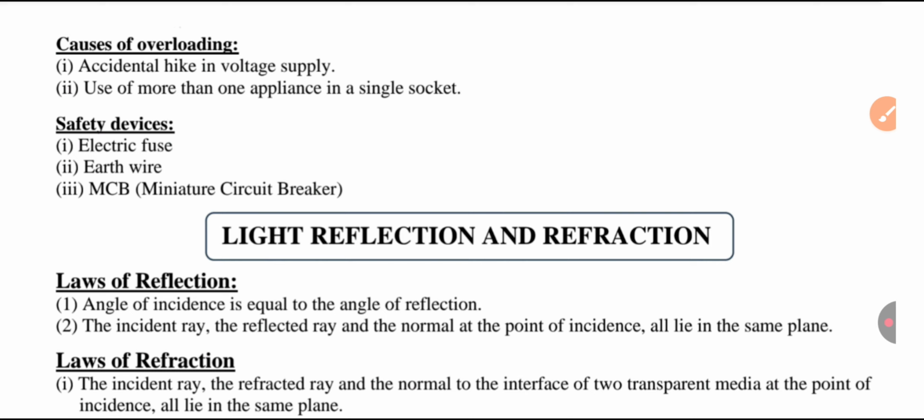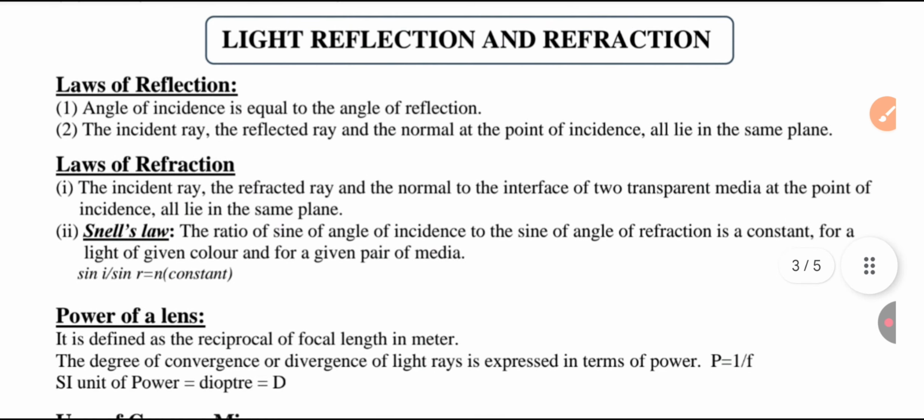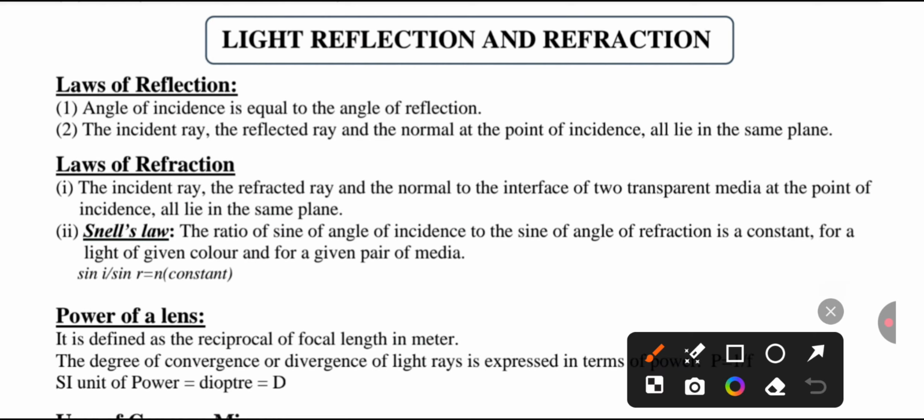Safety devices are electric fuse, earth wire, MCB. So these are all very important concepts. The next chapter is light reflection and refraction. In this chapter, very important concepts are laws of reflection and laws of refraction. These 2 concepts will be asked for 2 marks.